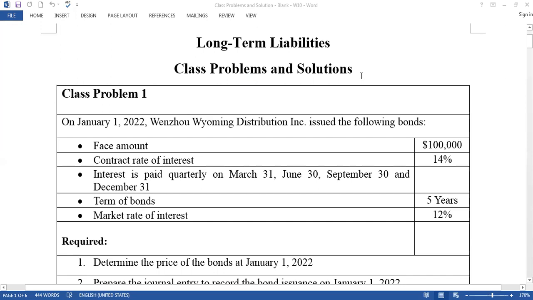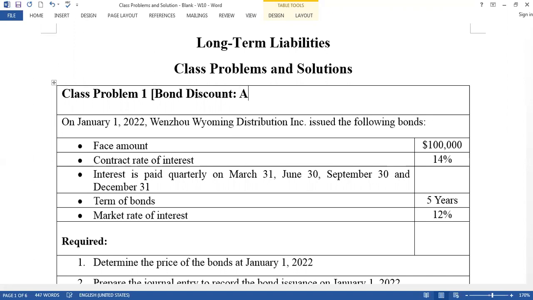So today I am going to solve several important questions from the chapter on long-term liabilities. So problem one is about bond discount amortization. So bond discount amortization is what the first question is about.